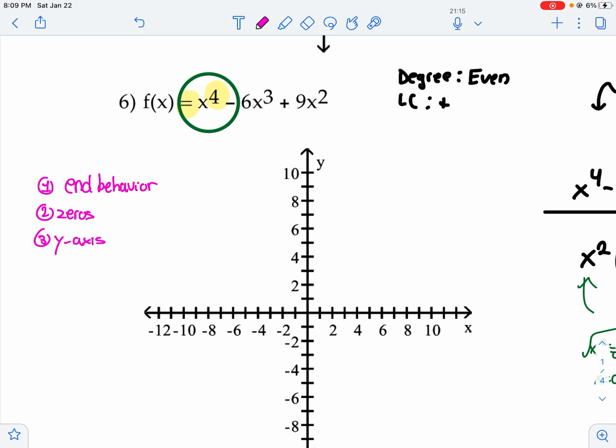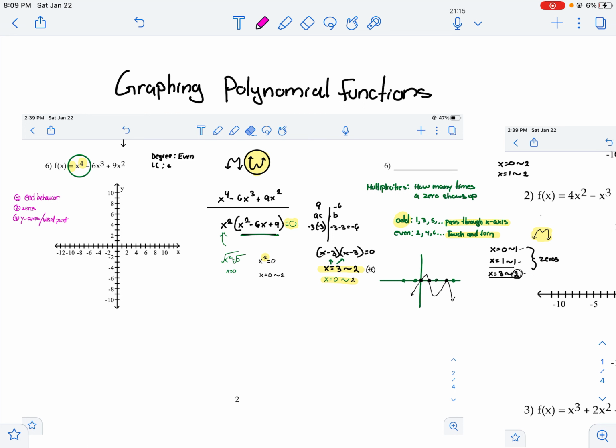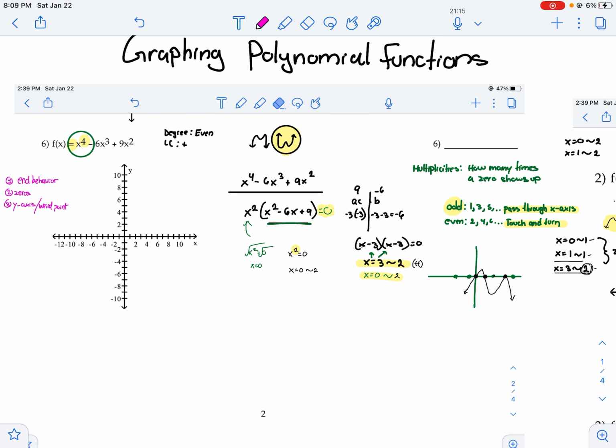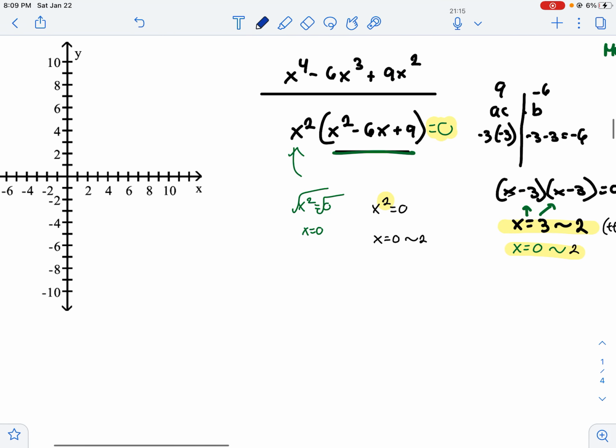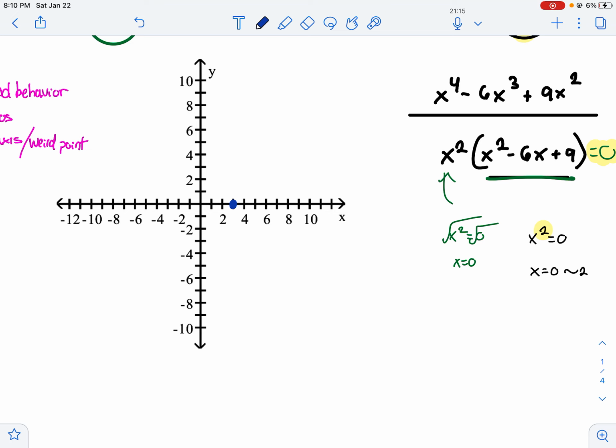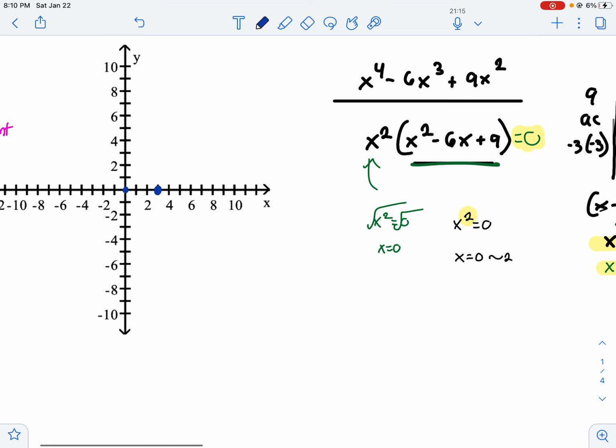weird point, and I'm going to explain that later. Don't worry about that right now. We're going to get to that when we get to that. Okay, so we can put in our points. I'm going to do them in blue because why not? I kind of want to. So we have x is equal to 3, and we have x is equal to 0.